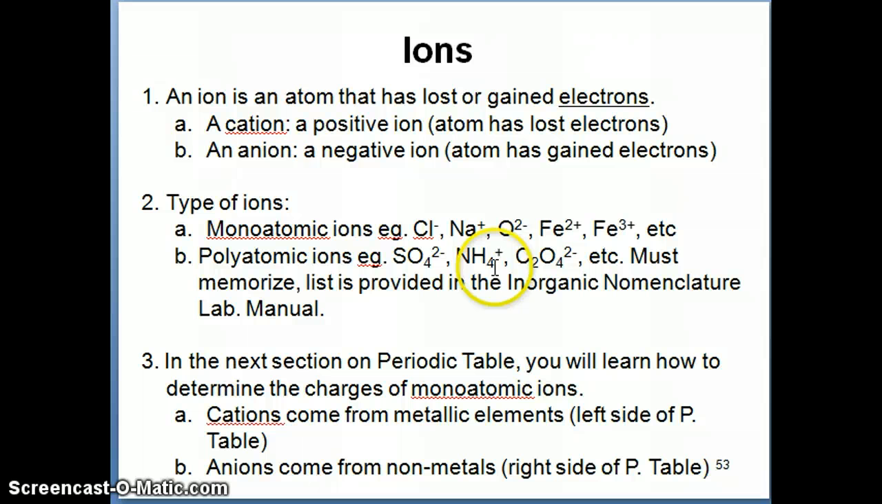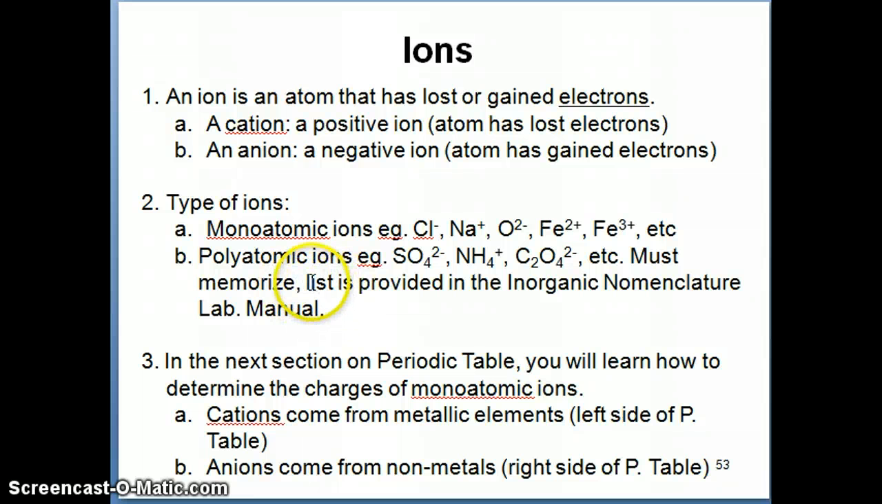NH4 plus, ammonium ion, all of these have a total charge of +1, and so on. This is oxalate, C2O4 2-. This polyatomic ion is not something you can really derive at this point, so you just have to memorize them. That's basically the easiest way to go about this.